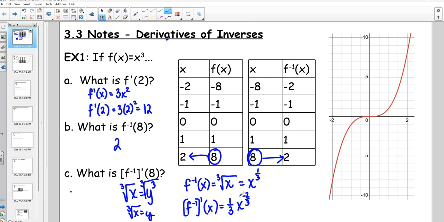Okay, just because we got to figure this out, I'm going to send that back down to the bottom and make it a root. So it is going to be 1/3 times the cube root of x squared.